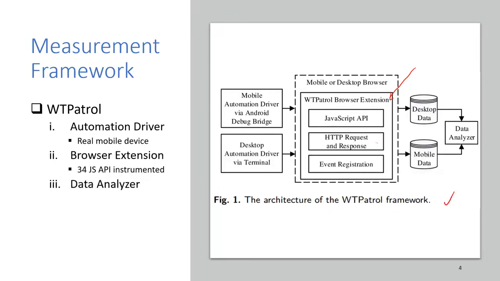Besides, this browser extension can also record all the HTTP traffic during the page loading. And also all the events triggered during the page execution can be recorded. This is a feature of this browser extension, and it can be installed in mobile Firefox browser or desktop Firefox browser. This is a key component. And on the left part, we use an automation driver to drive the mobile or desktop Firefox browser to visit targeted websites. As we just introduced, during each visit, this kind of data will be recorded. And then we have the last component, which is the data analyzer, to analyze the data we collected.